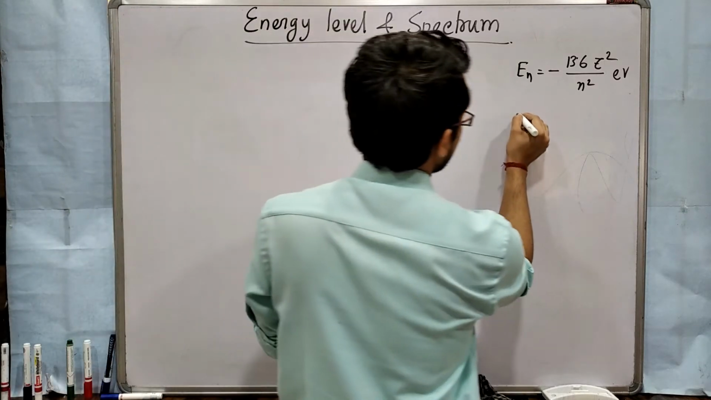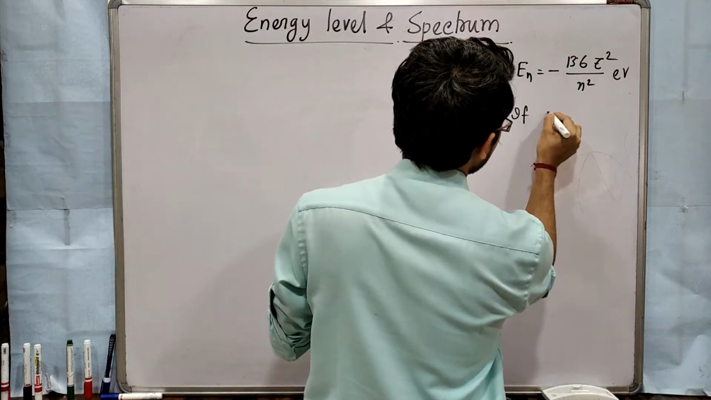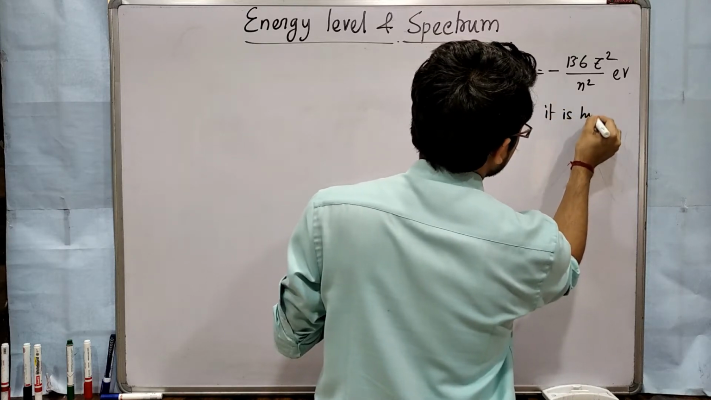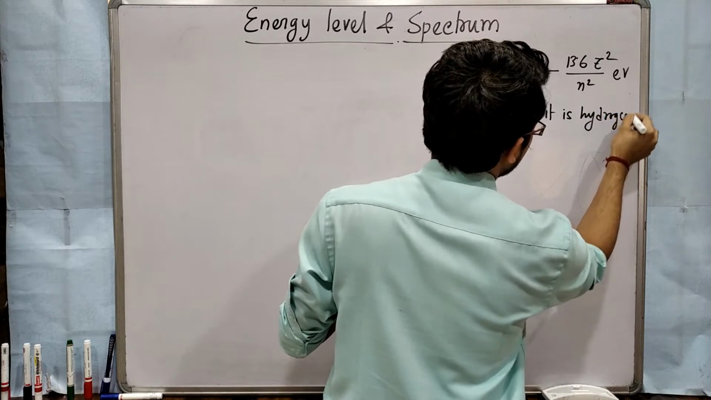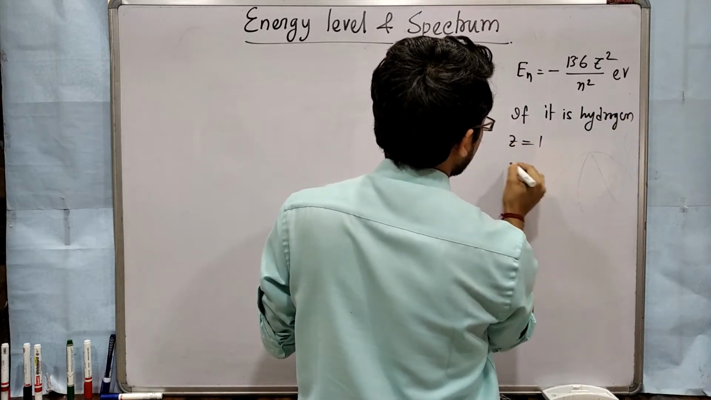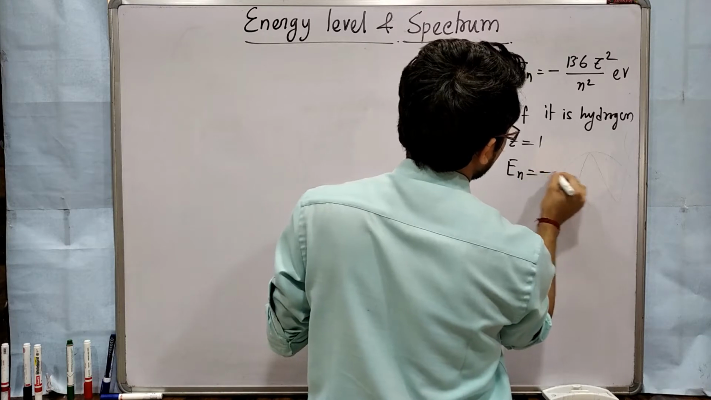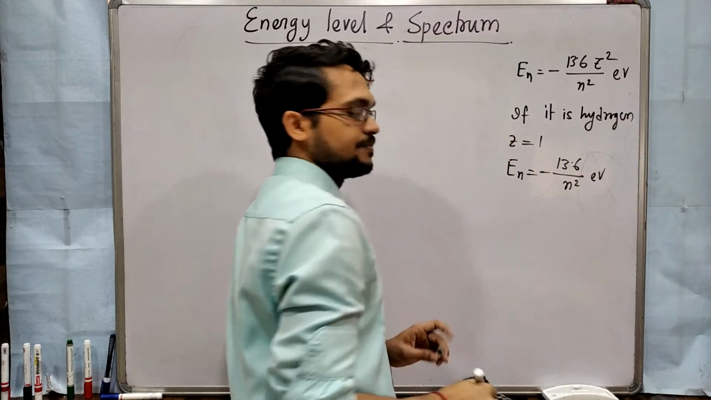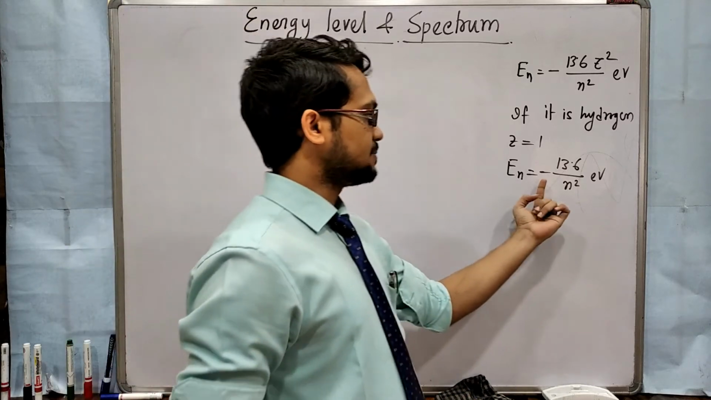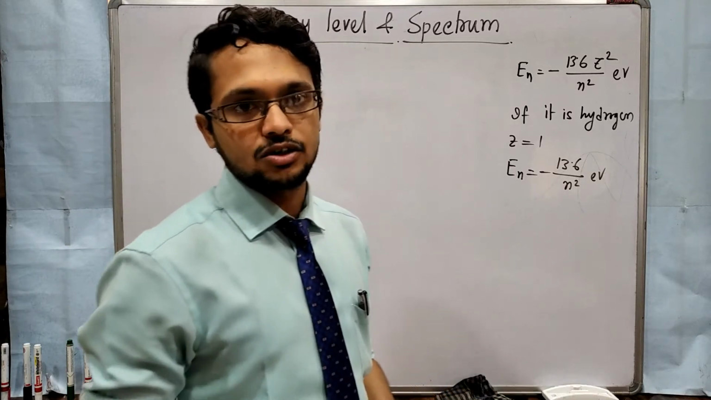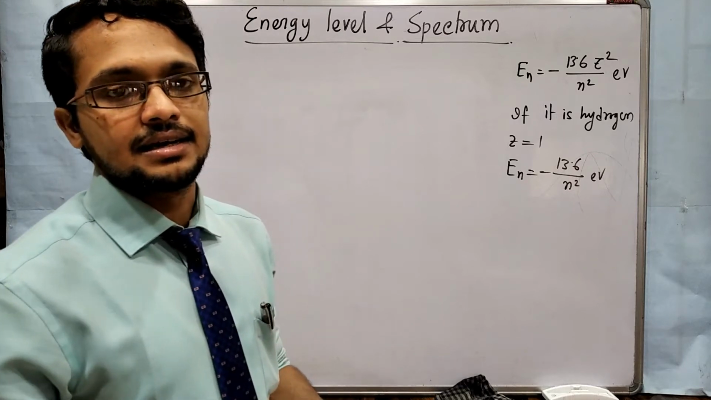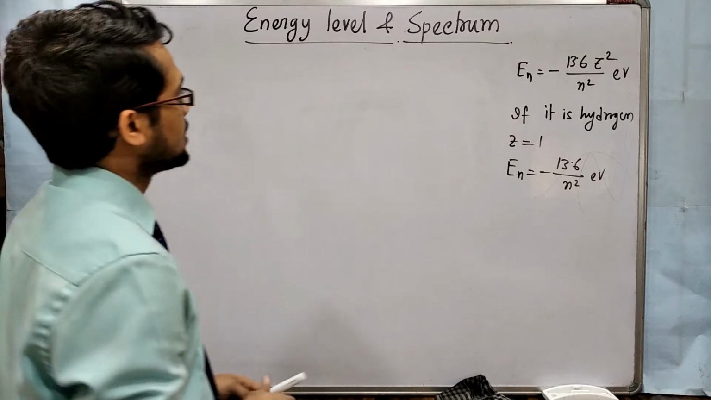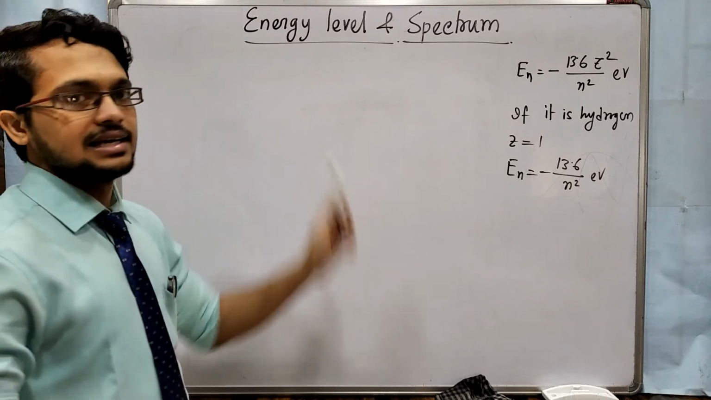If it is hydrogen, then Z will be 1 and we will get En equal to minus 13.6 by n square electron volt. And I told that this negative sign signifies that the electrons are revolving in an attractive force field, that is Coulomb's attractive force field. Now we will see the energy levels.